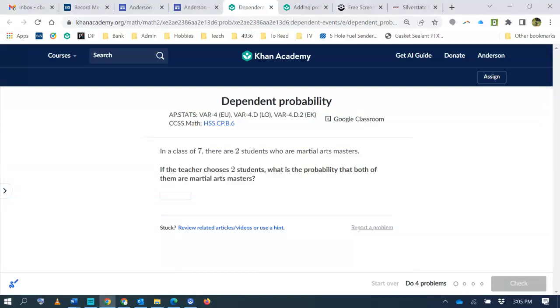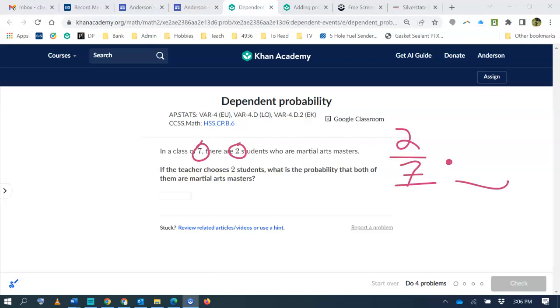Let's see here. In a class of 7, there are 2 students who are martial arts masters. If the teacher chooses 2 students, what is the probability that both of them are martial arts masters? So, take each event by itself, and you're going to multiply them by each other. So the first time, what are the odds that we pull out the martial art master? Well, we have 2 students out of 7. So 2 over 7.